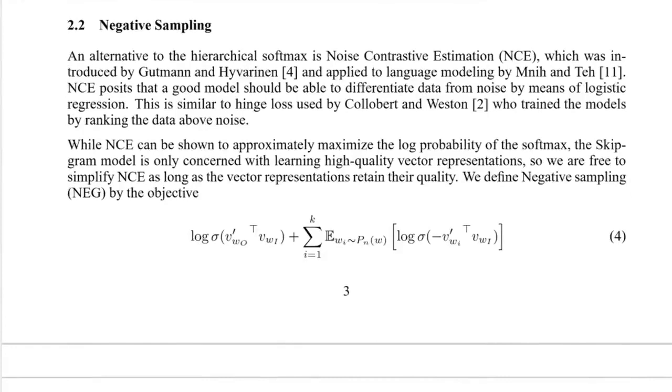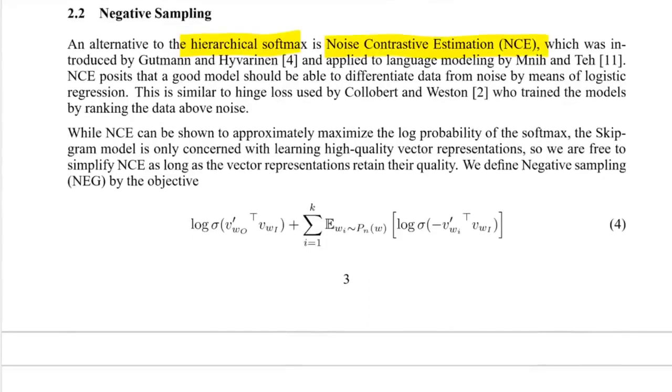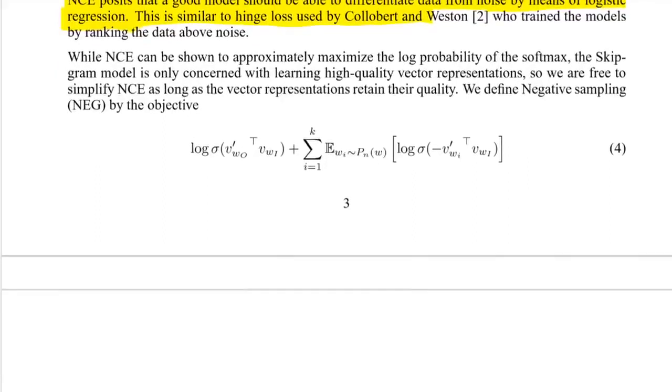So they say an alternative to hierarchical softmax is noise contrastive estimation. Noise contrastive estimation posits that a good model should be able to differentiate data from noise by means of logistic regression. That seems very reasonable. This is similar to the hinge loss and so on. While NCE can be shown to approximately maximize the log probability of the softmax, the skip-gram model is only concerned with learning high-quality vector representations, so we are free to simplify noise contrastive estimation as long as the vector representations retain their quality. We define negative sampling by this following objective.